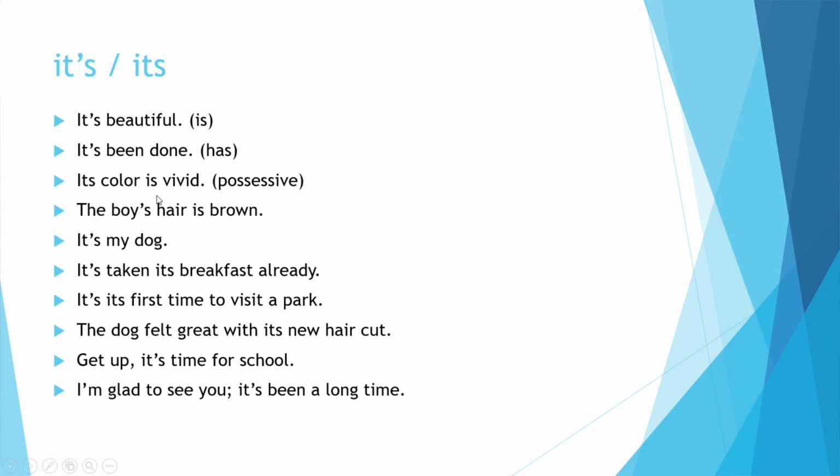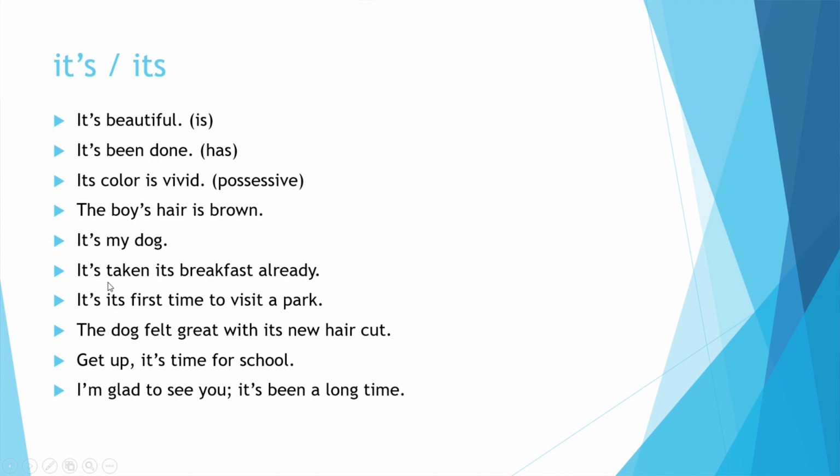Similarly, its color is vivid. This one is also the possessive form. It's my dog. Here we do not have any verb. So this one will be is. It's my dog. That means it is my dog.